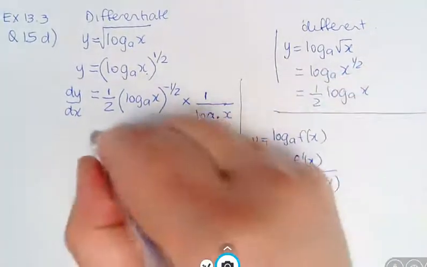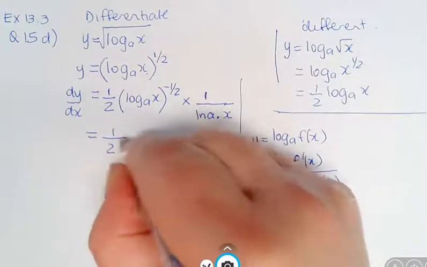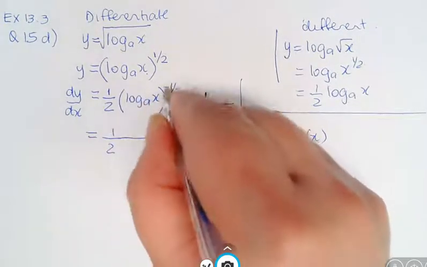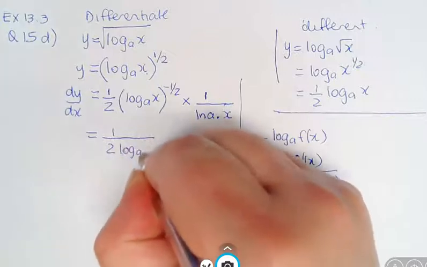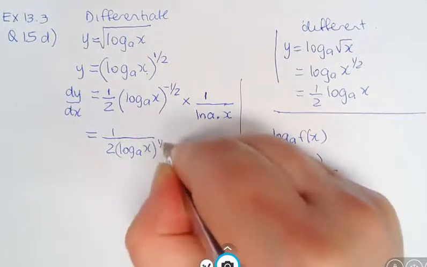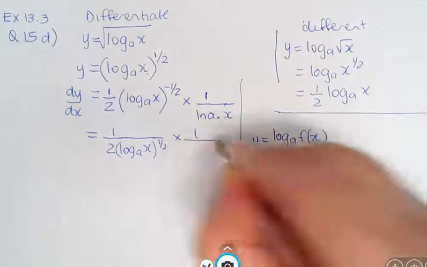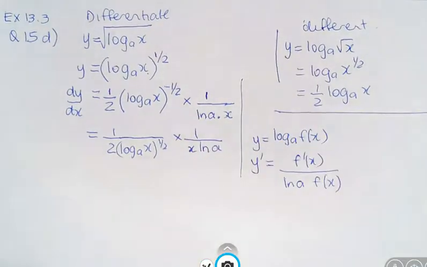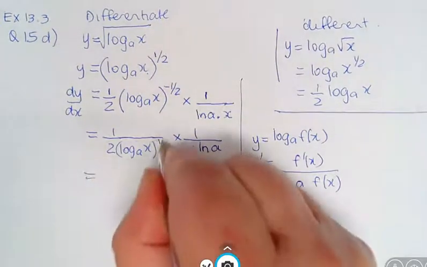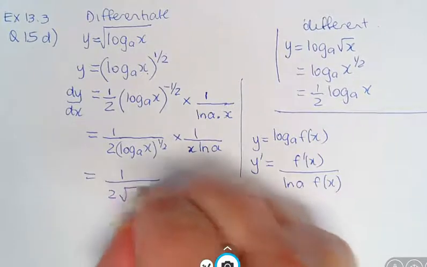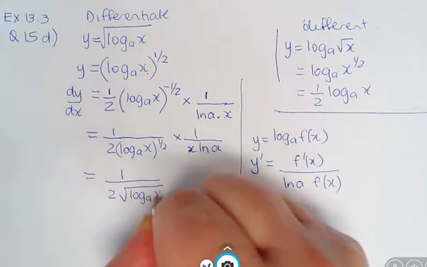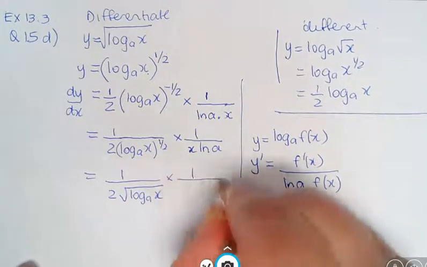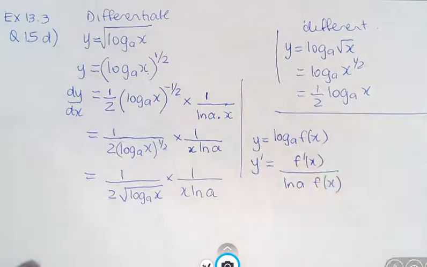So what we've got is 1 over 2. Now, because this is to a negative power, we can write it on the denominator. So I'll write it like that, times 1 over. Now it's best to put the x in front, so it's x ln a, otherwise it'll look like ln ax. So now, remember, this is just a square root. 1 over 2 times the square root of log to the base a of x times 1 over x ln a. Okay?